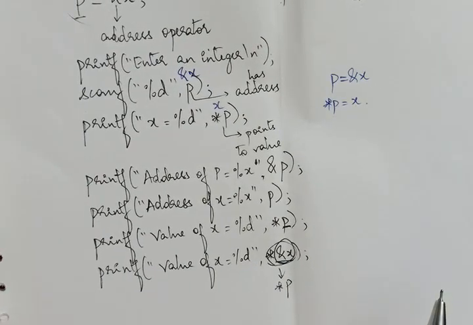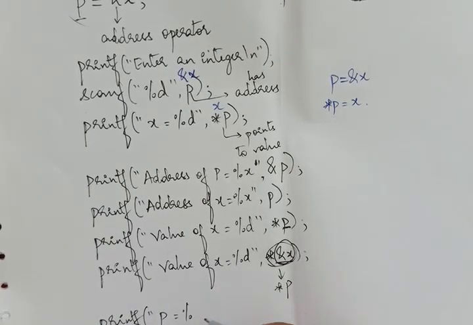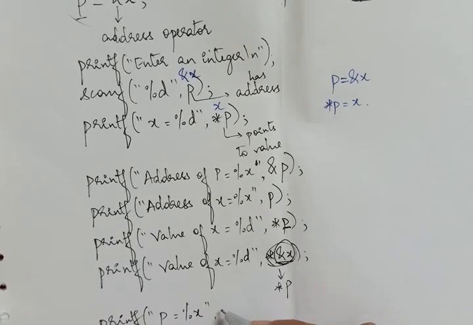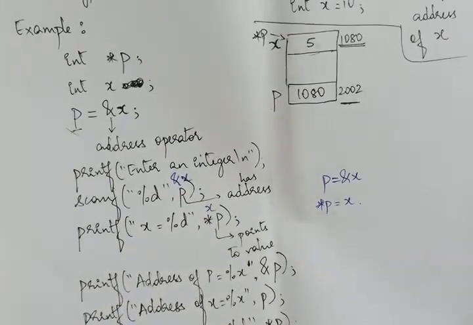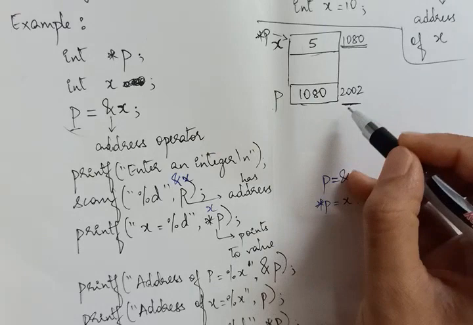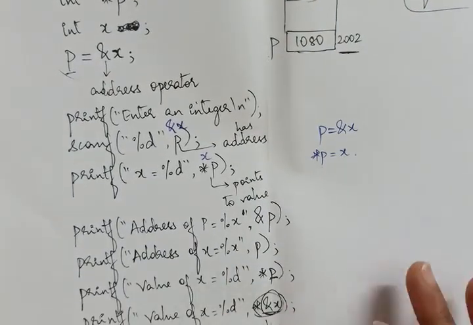Next, if you have to print what is in P, so P is equal to, since it stores the address, I give this, so just P. So what will be printed? It will print address of X, which is 1080. Okay, this is with respect to pointers.